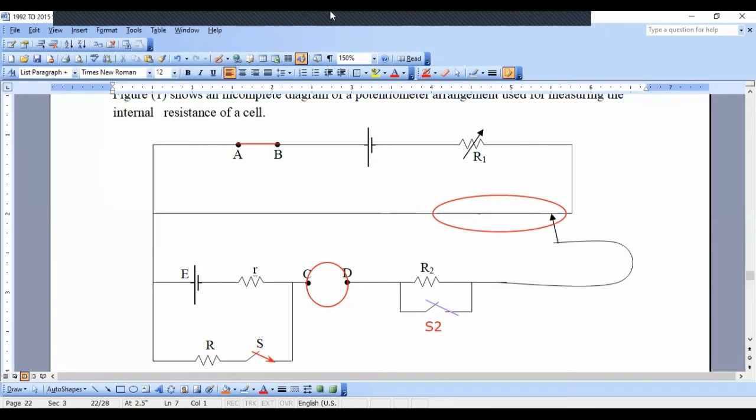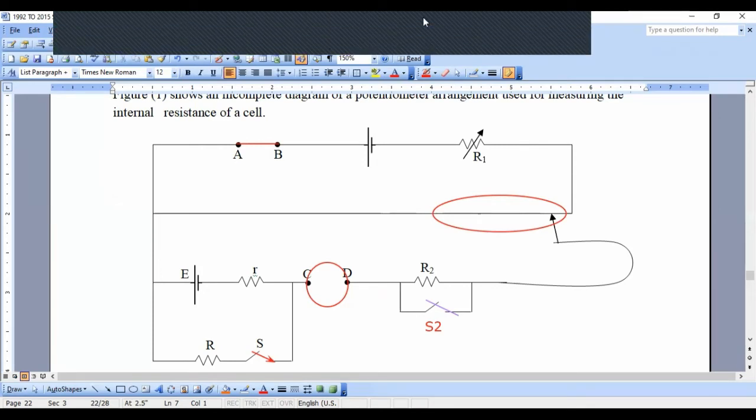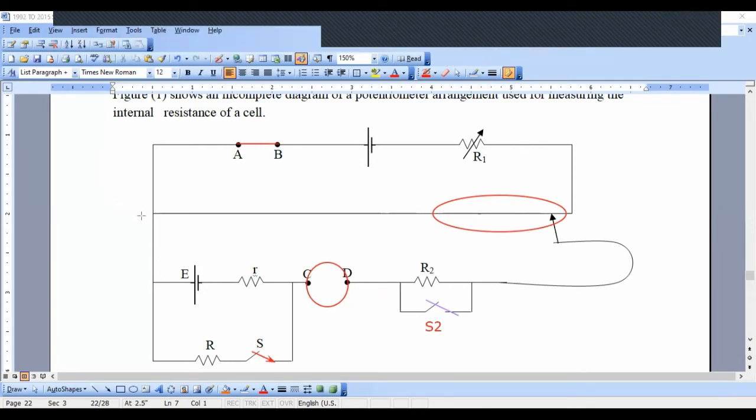And let's measure the new balance length L2. Earlier it was 80. So we have adjusted R1. Now the new balance length L2 is, for example, let's say 96 centimeters. So our main target, that's the point that you did not understand earlier.